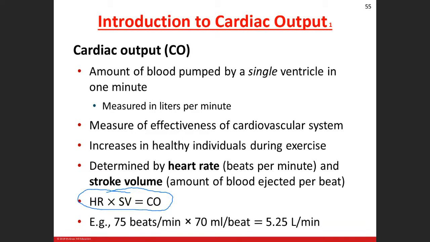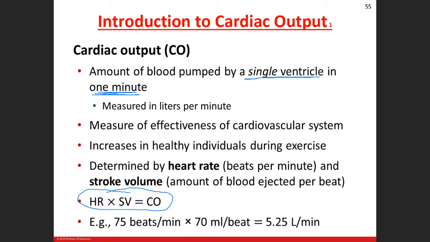So on average, our stroke volume should be about 70 milliliters. So you can figure out your own cardiac output right now while you're sitting there, not doing anything. You just take your heart rate, multiply it by the stroke volume, and there you go. So what is cardiac output? How much blood in 1 minute is pumped by one single ventricle?